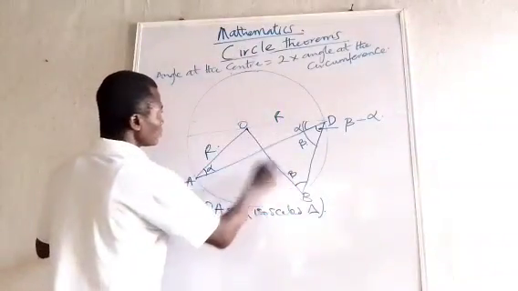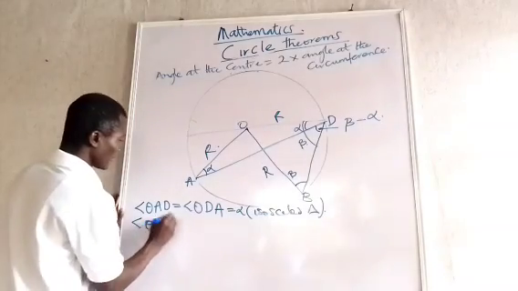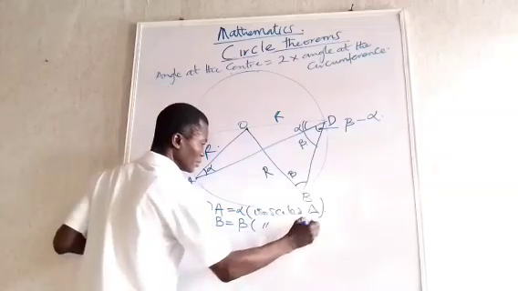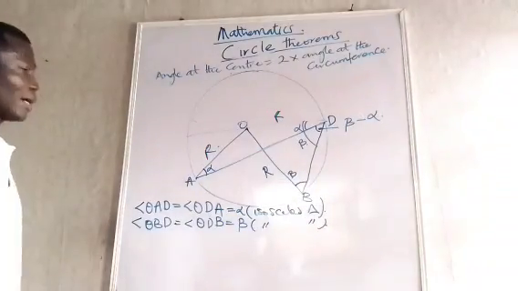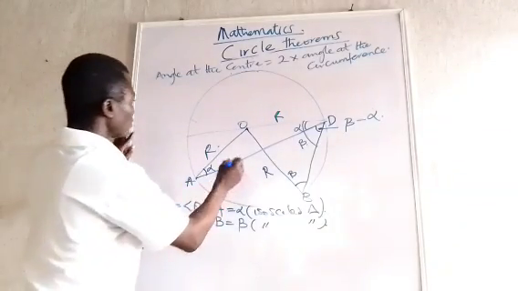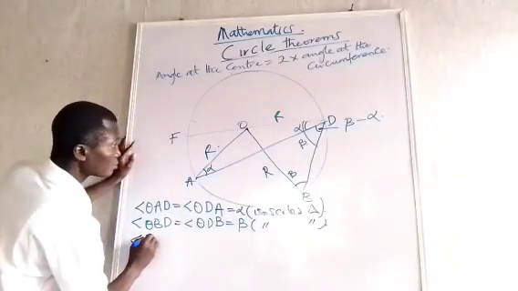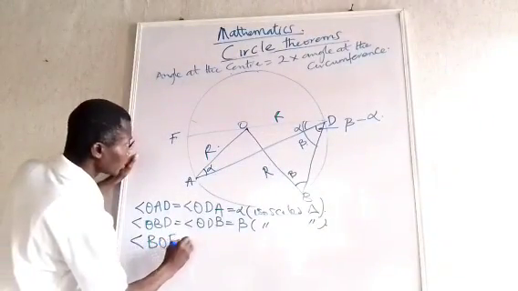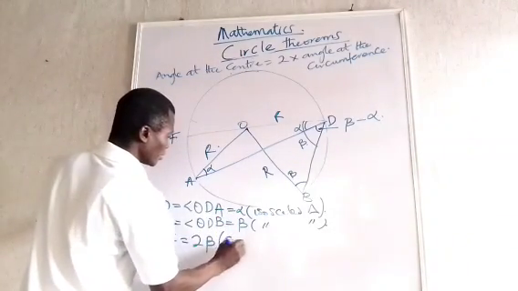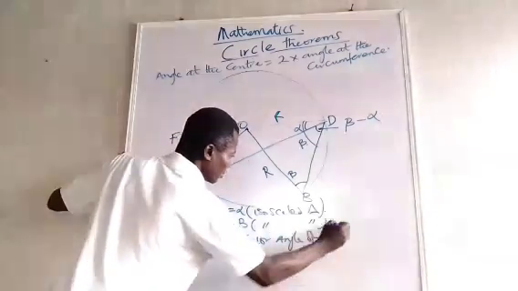In the same way, angle OBD, sorry, is equal to angle OBB. Same condition, isosceles triangle. Now we have known that from the triangle, angle BOF is equal to 2 beta. Exterior angle of a triangle.